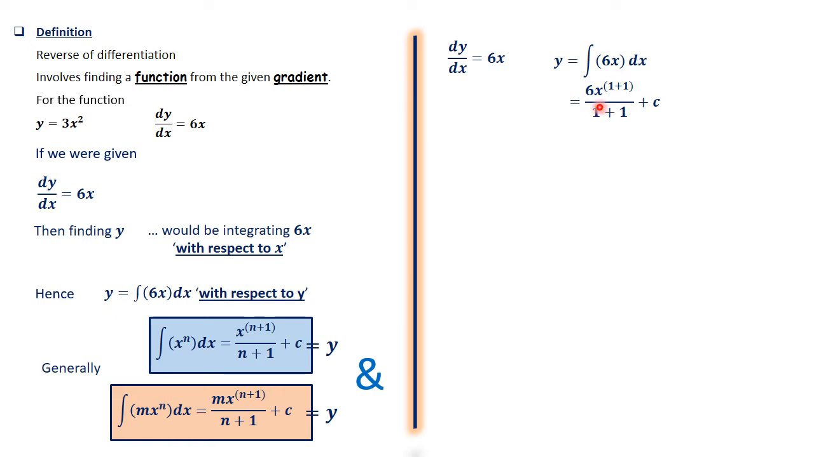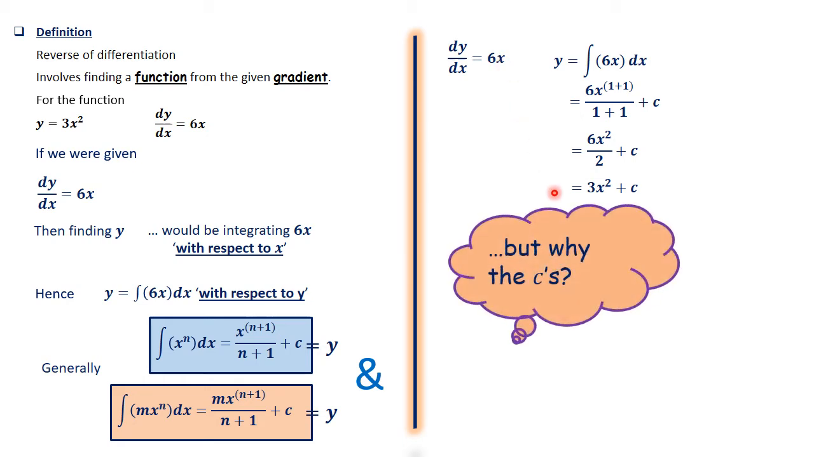And therefore, it is x raised to power 1 plus 1 divided by the whole thing, then plus 6 plus c, which is 6x squared all over 2 plus c, and of course simplify to get 3x squared plus c. Now at this point I should mention that whenever you have done integration, you can always reverse, that is differentiate, to see if you get the original thing. Like if you differentiate this, would you get 6x? No doubt you will.